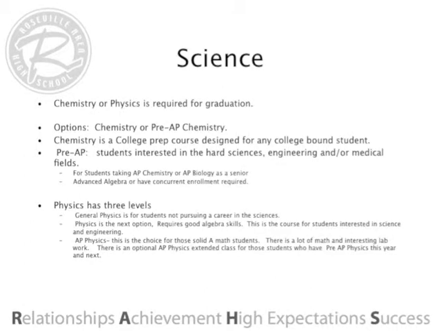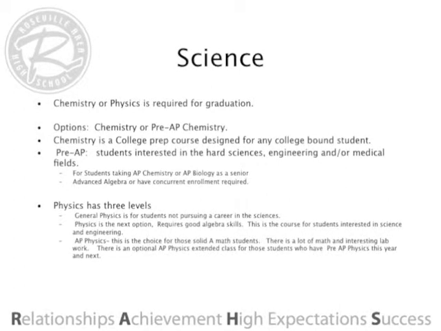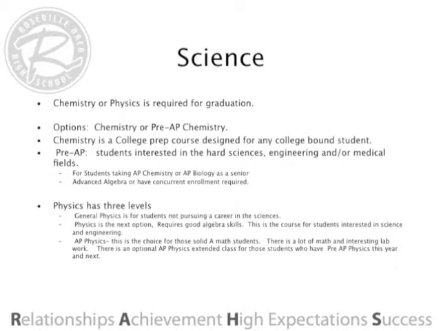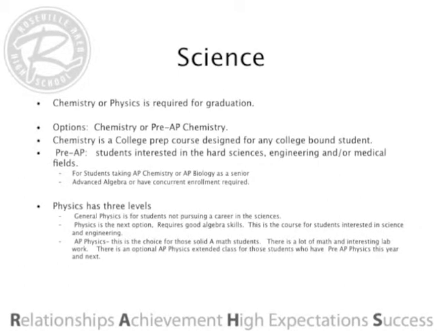So the next is science. Your current students are finishing up biology. Next is either chemistry or physics. Students need to take either chemistry or physics in order to graduate. Most juniors take chemistry, and they'll have options. They can take chemistry or pre-AP chemistry.